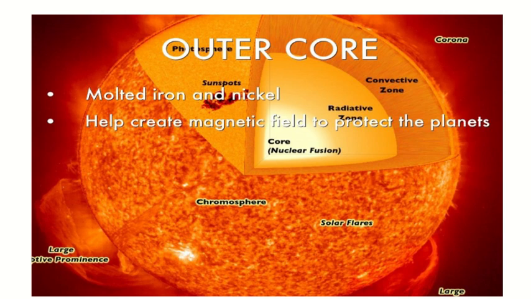The outer core, which is molten iron and nickel, helps to create a magnetic field which protects the planet.